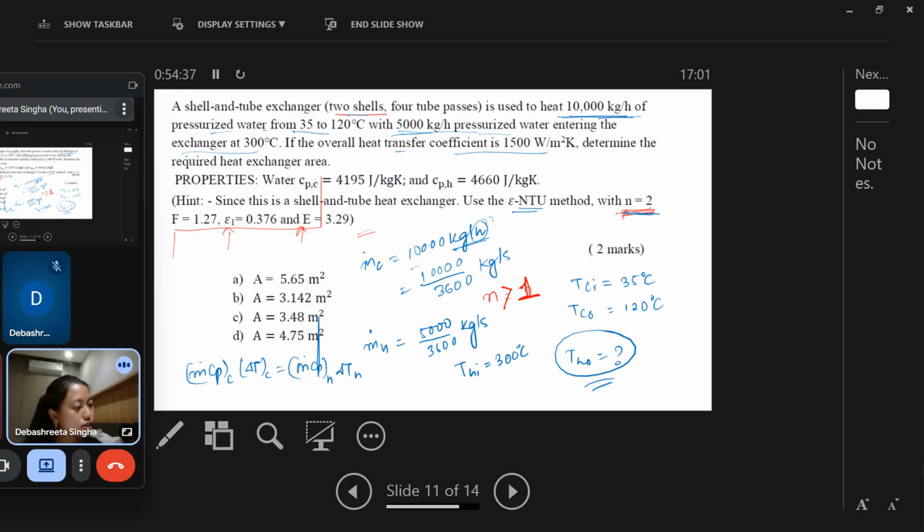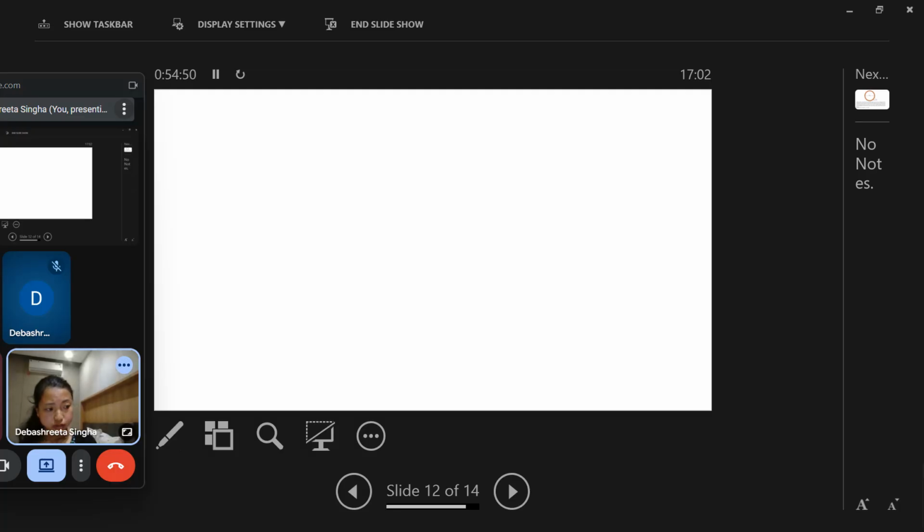The overall heat transfer coefficient U is given here. U is 1500 watt per meter square Kelvin. Now determine the required heat exchanger area. So to find out the heat exchanger area with the NTU method, how do you get it? NTU is given by AU divided by C min. C min means m Cp min.